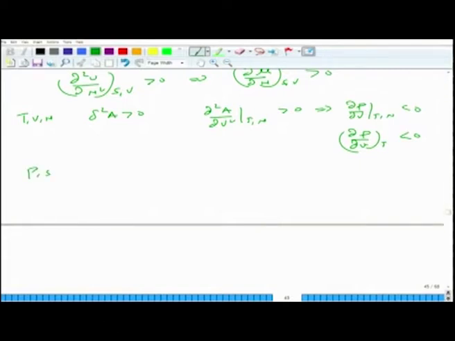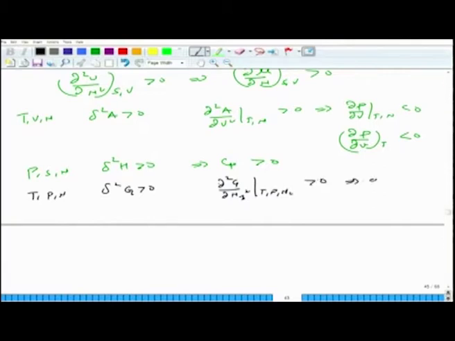For the case of P, S, N, you can show that this will lead to the expression Cp greater than 0. For the case of T, P, N, you will get del square G by del N square greater than 0, let us say for a binary mixture, which basically tells you that this must be greater than 0. Okay. So this is, let us say, for the binary mixture.